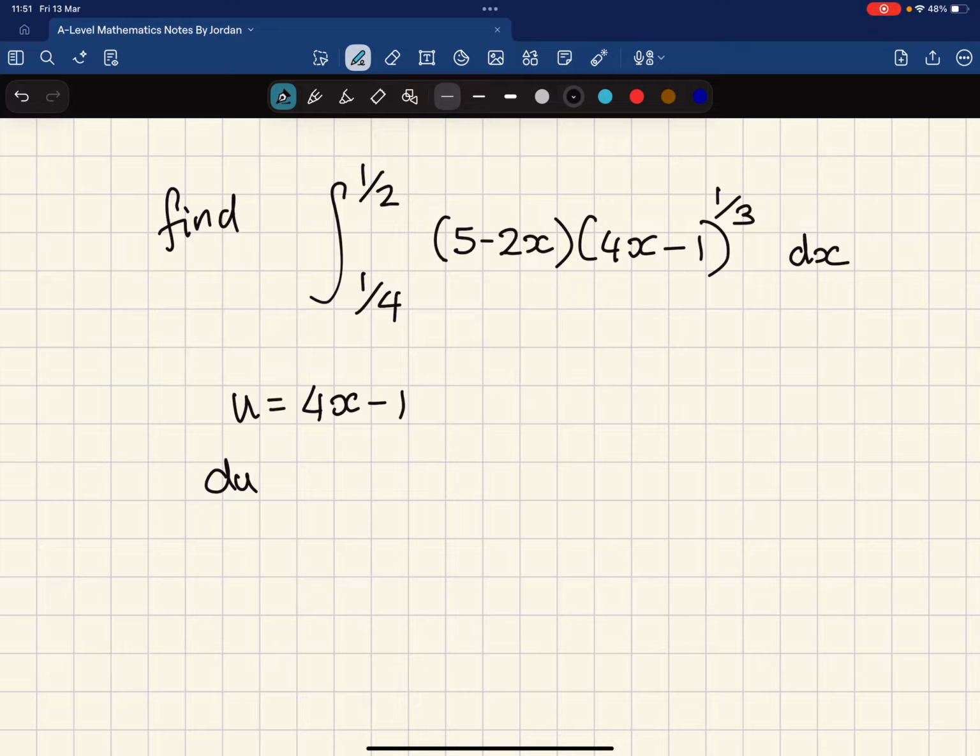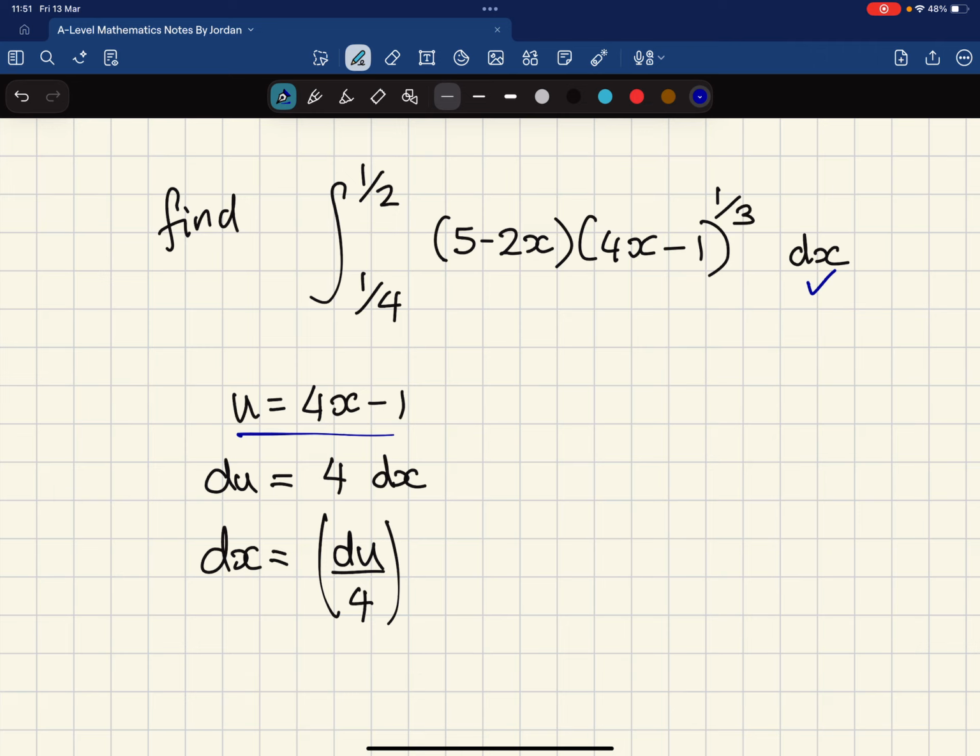So differentiating du, this is going to go to 4 and then dx. Rearrange for dx, gives us dx equals du over 4. So there we have dx sorted. u is 4x minus 1, so that sorts that bit. Now I'm looking over here and I'm thinking, does that get sorted out with anything? I'm looking at my dx expression. I only have a 4 in the denominator. So unfortunately, it's not going to cancel. So I still need to sort that bit out.